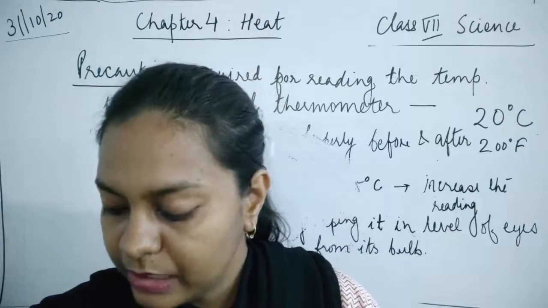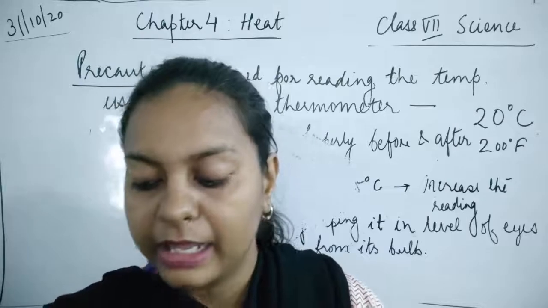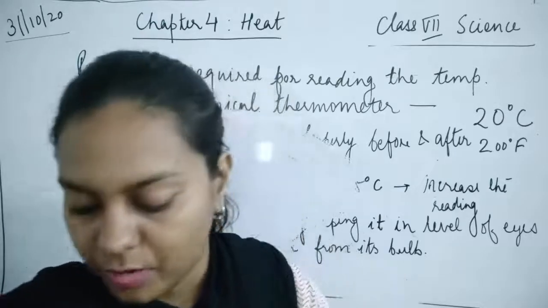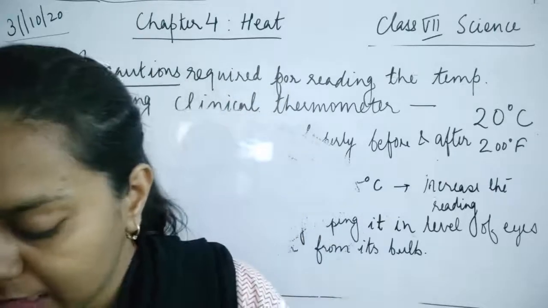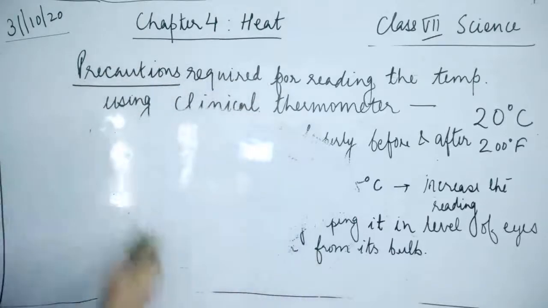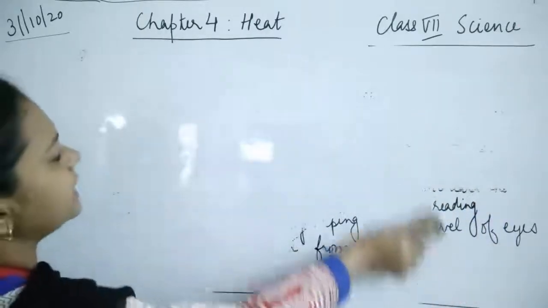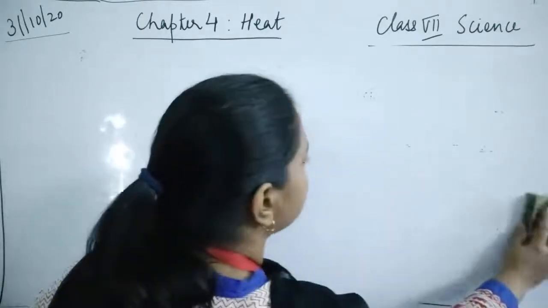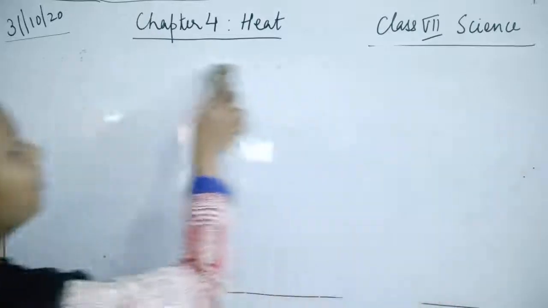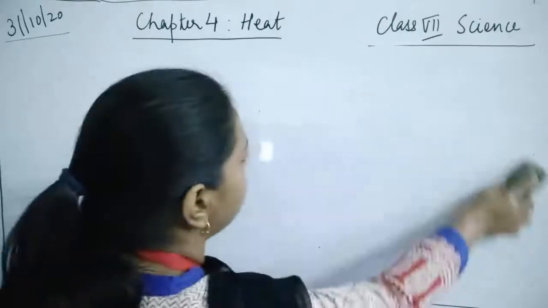So this is about the readings which have to be taken by using the clinical thermometer. Now there is one more activity, activity number 4.3, which is given in your book. I'll be discussing that. So children, learn all these precautions. You can take your body temperature and tell me in your online class. We'll be discussing this experiment again in the online class.